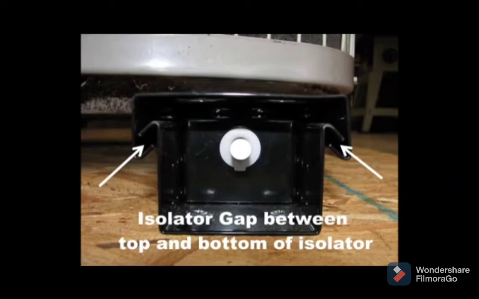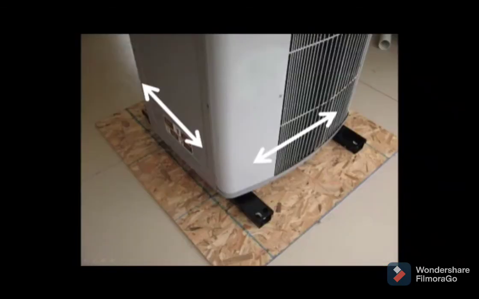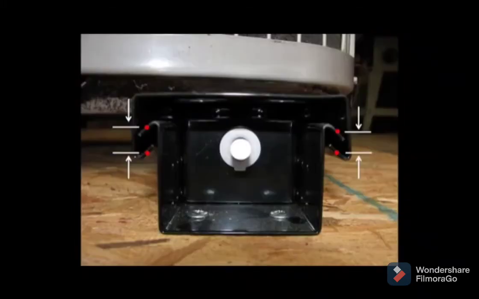The size of this isolator gap is critical to the vibration isolation performance of the isolators and should be adjusted as follows. Move the condenser on top of the isolators such that the isolator gap on both isolators is between 5/16 of an inch and 13/32 of an inch, noting that the condenser may not necessarily be in the geometric center of the isolators. This distance should be measured in the middle of the gap as shown.